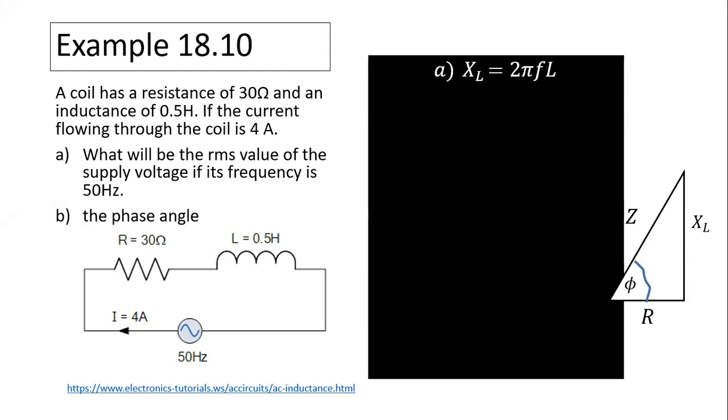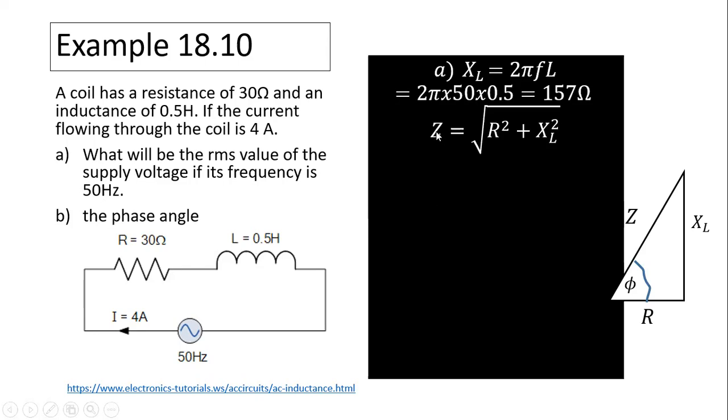Okay, calculate your XL first. So XL is 2 pi FL. Put in your value: 2 pi, F is 50, L is 0.5. Get 157 ohm. Then Z is the square root of R squared plus XL squared. Put in your value, calculate out: 160 ohm.